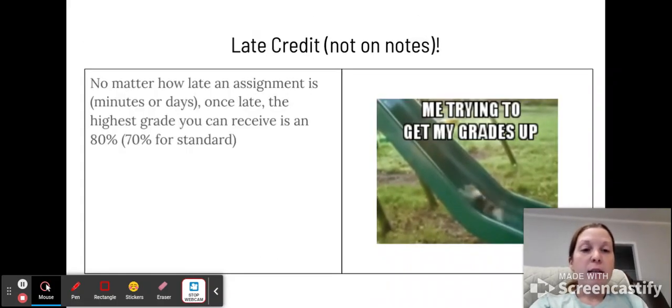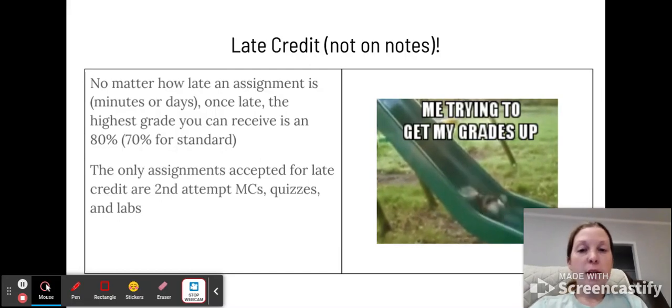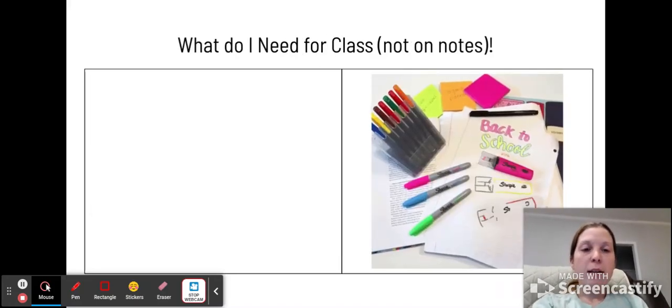For late credit, this is going to be a little different than you might be used to in other classes. So no matter how late an assignment is, if it is 2 minutes late or 2 months late, the highest grade you'd be able to receive is an 80 in an honors class, 70 in a standard class. The only assignments that I'll accept late work on are second attempt mastery checks, which means you have to have attempted the first one on time to get that second attempt. Quizzes and labs.